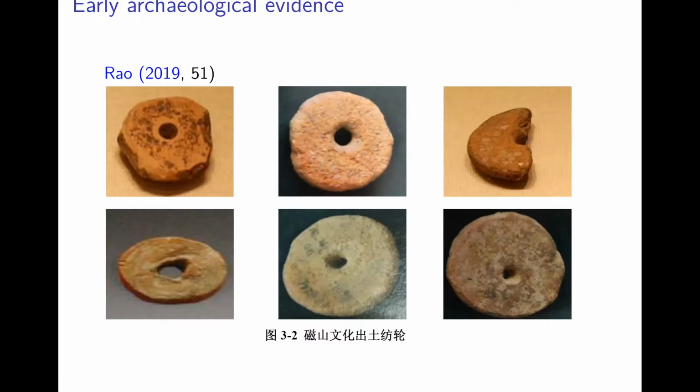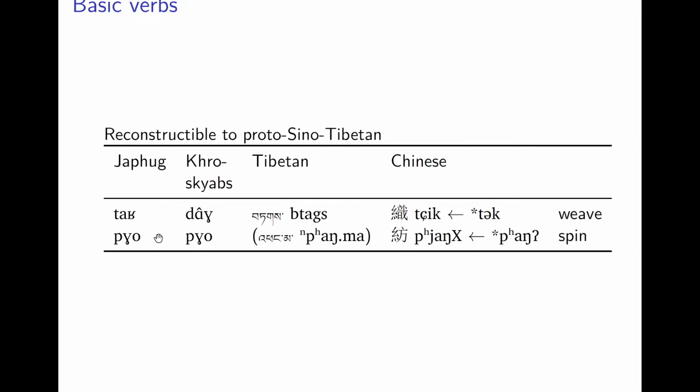So how old actually? There are the earliest spindles discovered in China. So we have the verb to spin. The words for loom and spindle are derived from these verbs. So here, the nouns are not so important. It's better to focus on the verbs themselves, because the nouns for loom and spindle are derived. And actually, the nouns across the family don't have good correspondence. They tend to be innovated in each subgroup. But the verbs are quite old.